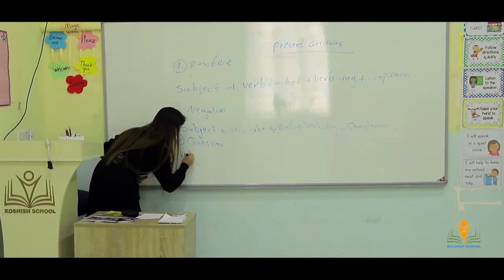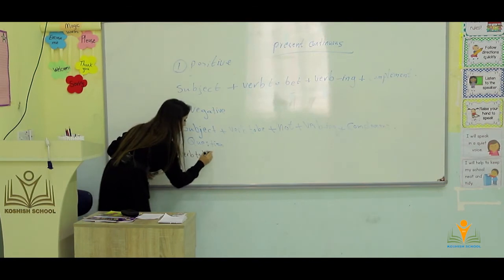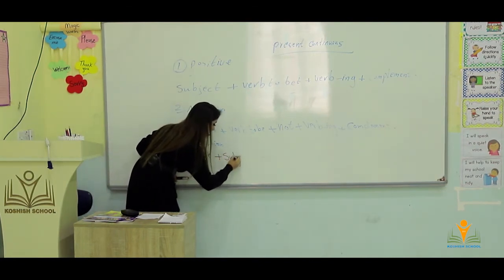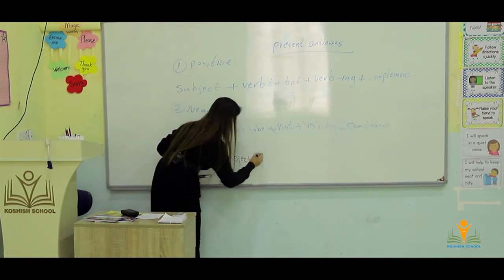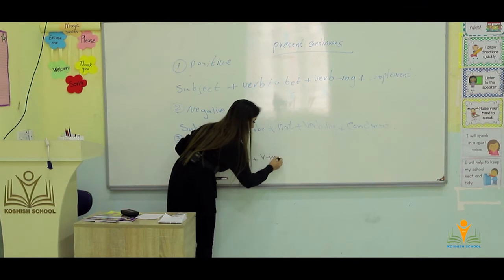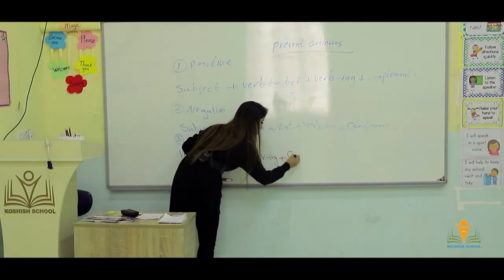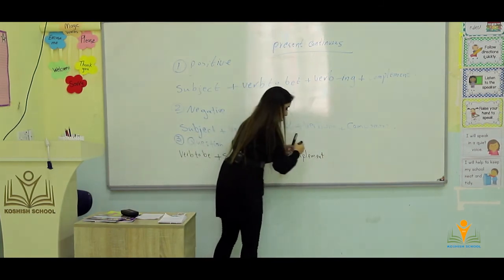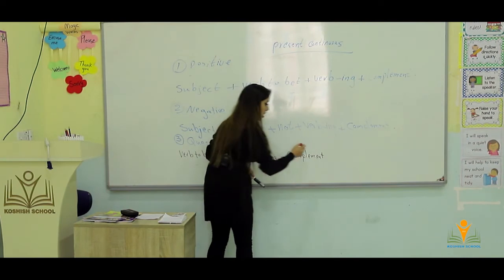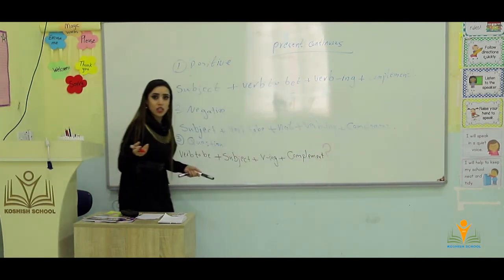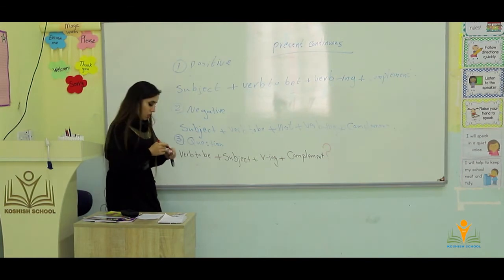Verb to be plus subject, and then verb with ing. After that, complement if there is extra information. At the end of the sentence, we have to add a question mark to show that the sentence is a question.